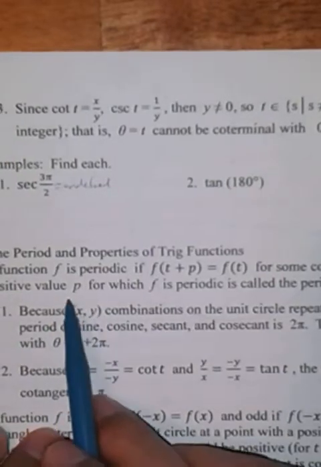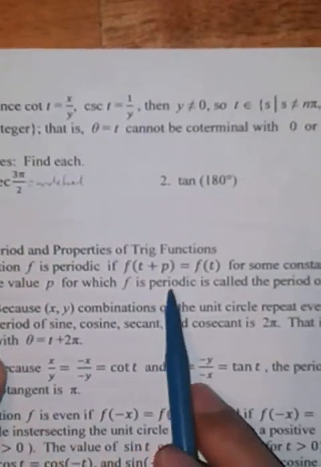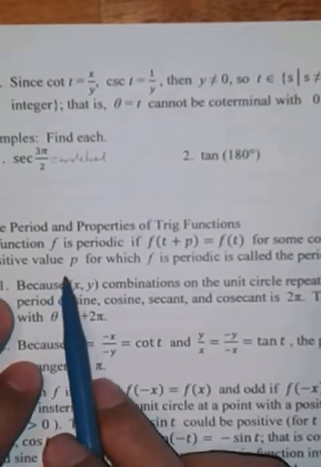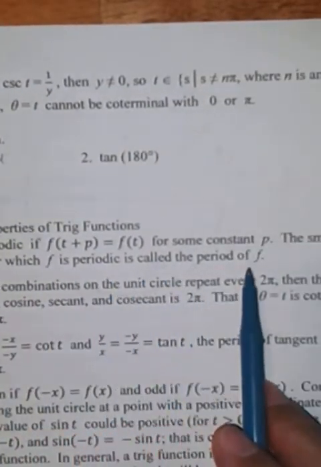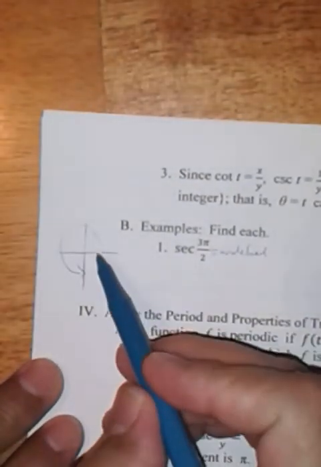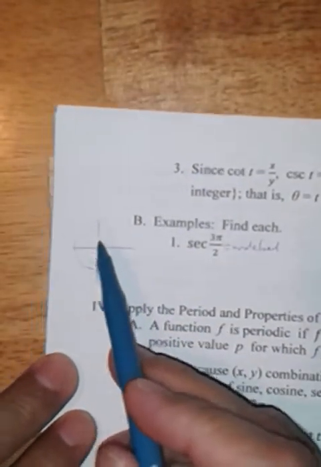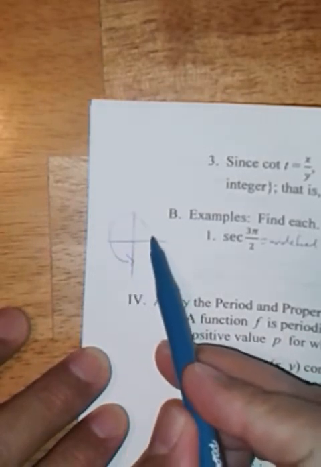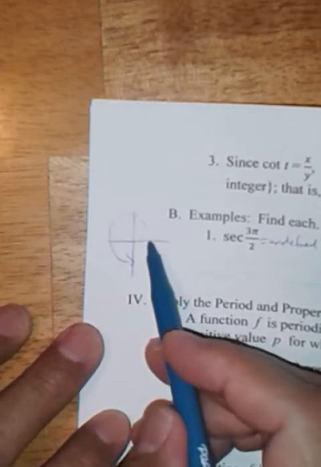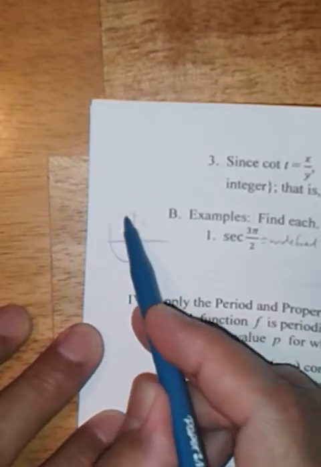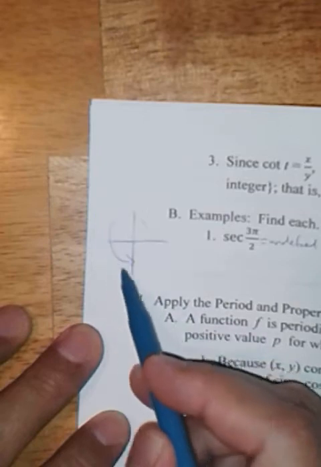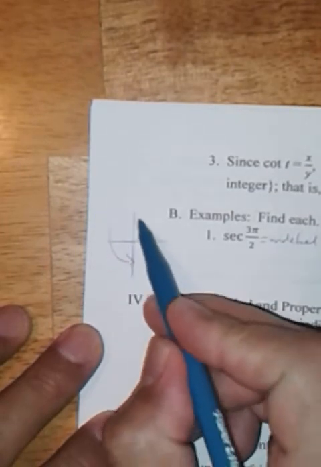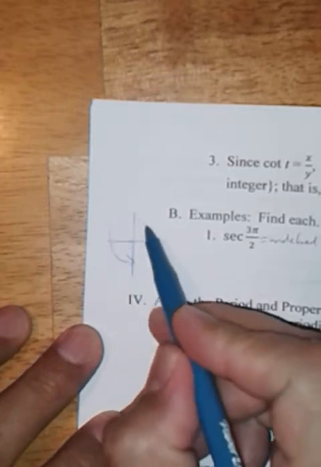So what does this refer to? Well, a function f is periodic if f of t plus p equals f of t for some constant p. The smallest positive value p for which f is periodic is called the period of f. And why are we talking about this? Well, this is periodic because if we keep rotating, or we keep following values of s to find cosine s and sine s, s just keeps going, because it goes from negative infinity to infinity. So why is it periodic? Well, because you go through all these points over and over again.